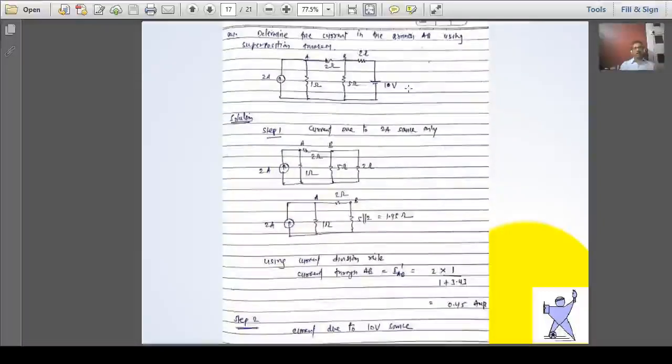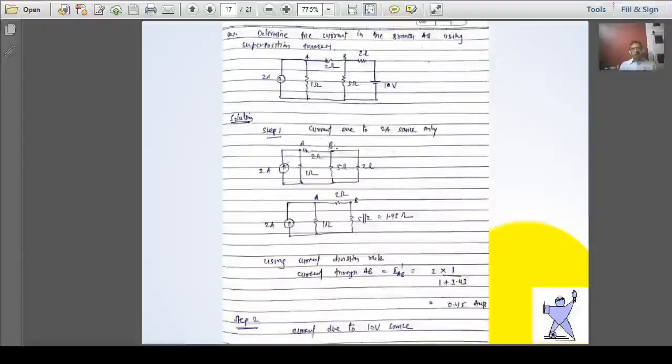In the next example, we have to determine the current I in the branch AB using the superposition theorem. This is the branch AB. We have to find the current flowing through this 2 ohm branch. The difference from the previous circuit is that here a combination of current source and voltage source is used. So with the same procedure, in step 1, we'll consider this 2 ampere source and replace this 10 volt source by a short circuit or zero resistance.